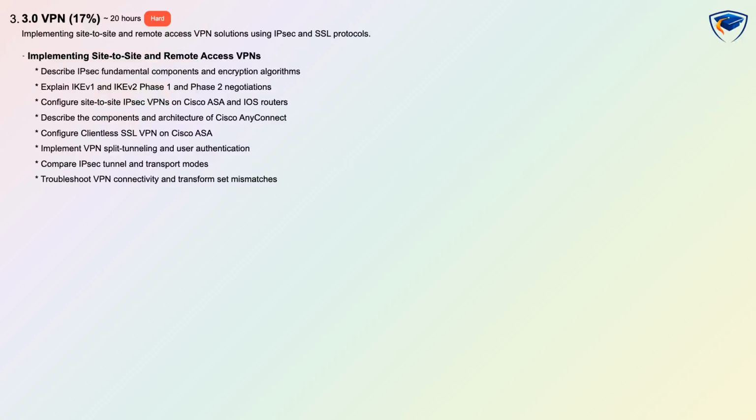You'll also learn about the components and architecture of Cisco AnyConnect, configuring clientless SSL VPN on Cisco ASA, implementing VPN split tunneling and user authentication, and comparing IPsec tunnel and transport modes. Additionally, this domain covers troubleshooting VPN connectivity and transform set mismatches.